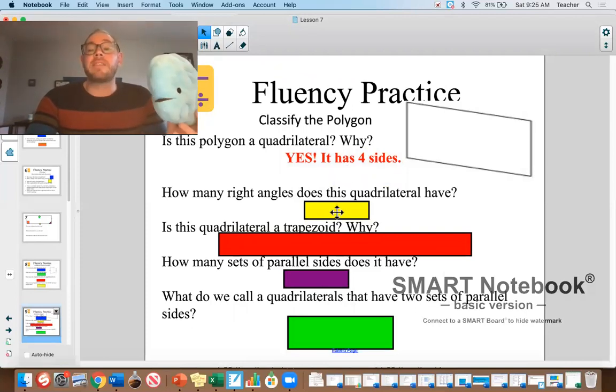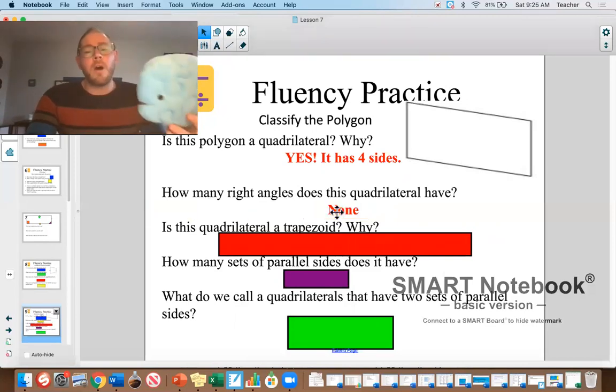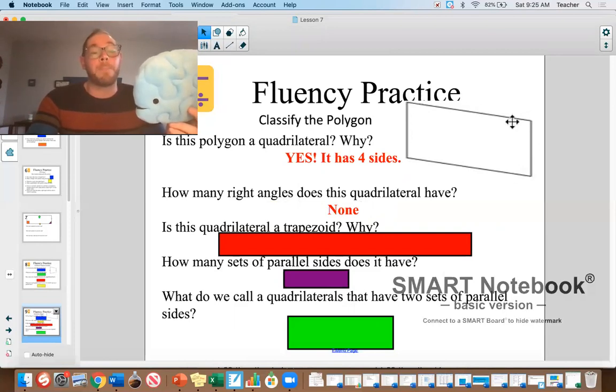How many right angles does this quadrilateral have? Let's look at it carefully. How many does it have, brain? None! None of those angles make the corner of a square. You're right, because these two lines here are at an angle going down and up, so it cannot have right angles.